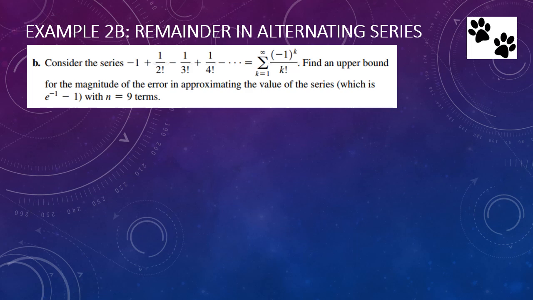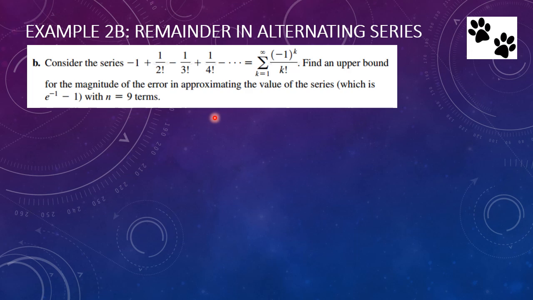Consider the series -1 plus 1 over 2 factorial minus 1 over 3 factorial plus 1 over 4 factorial, which equals the sum of the alternating factor, -1 to the power of k, all divided by k factorial. Find an upper bound for the magnitude of the error in approximating the value of the series. It gives you the fact that the value of the series is e to the -1 minus 1. So that's kind of helpful here. And specifically with n equals 9 terms.